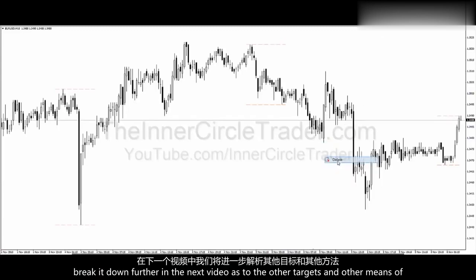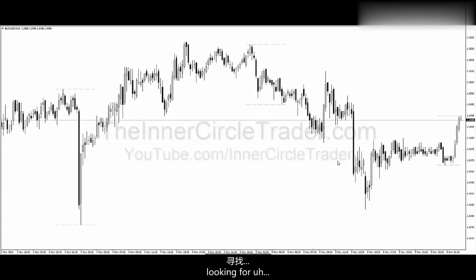We'll break it down further in the next video as to the other targets and other means of looking for additional targets and multiple targeting, and that'll be in part 7.